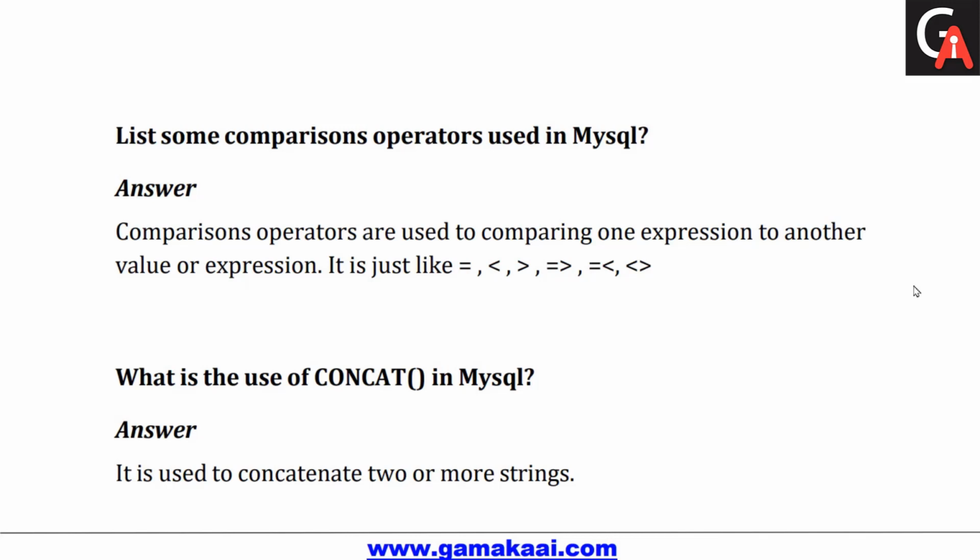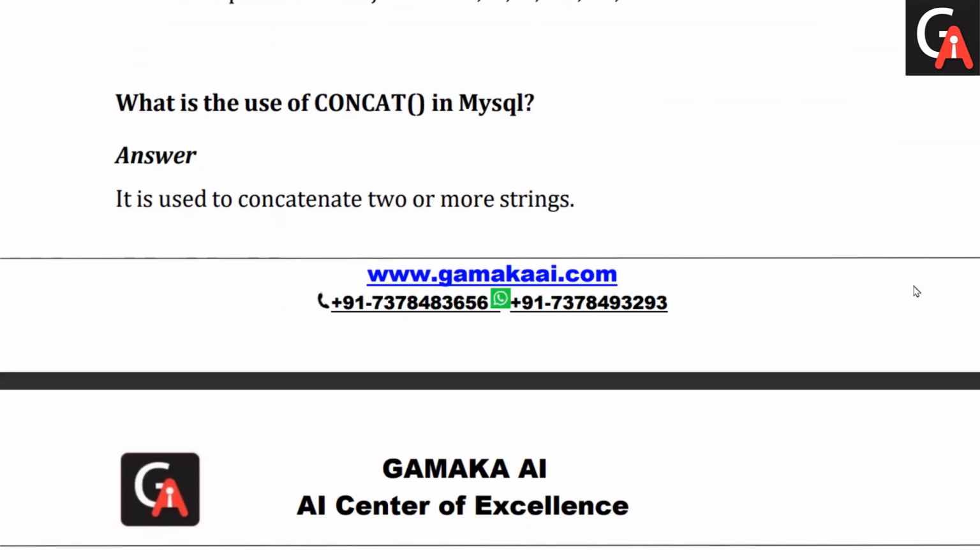So basically it compares the value in that age column with 18. If it is greater than 18, then it should return true. If it is less than or equal to 18, then it should return false. And based on that true and false result, the record will be filtered out from the table. Clear? So these are some of the comparison operators we have in MySQL. Let's move forward with the other question we have.